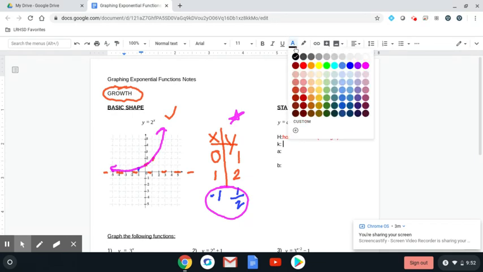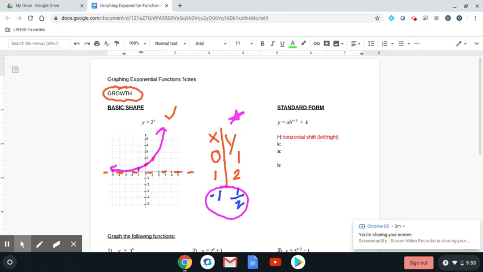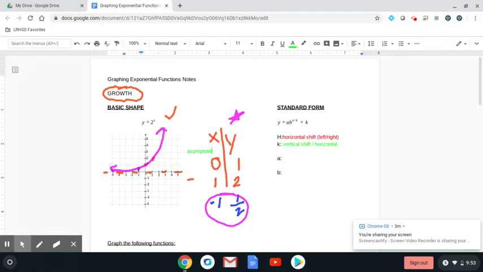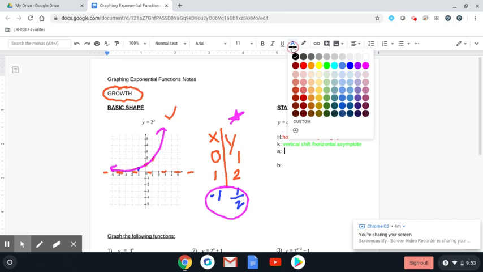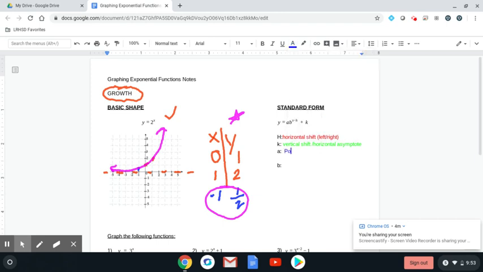All right, when we get to k, it actually represents two things. One, it represents your vertical shift, so it's going to move your graph up and down. But k also represents that horizontal asymptote that I first plotted on that basic shape. So that k value is going to be your shift up and down, but it also represents where you're going to put that dotted line that we started out with on that basic shape. All right, your a value, you guys actually aren't going to see too much, but your a value is either going to be positive or it's going to be negative. That's it.